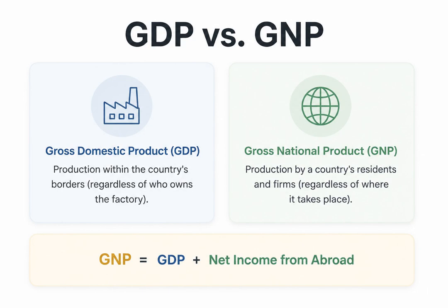While GDP looks at geography, gross national product, or GNP, looks at ownership. GDP measures everything produced within a country's borders, even if a foreign company made it. GNP, on the other hand, measures production by a country's citizens and firms, no matter where in the world they are operating. To find GNP, you take GDP and add net income from abroad.